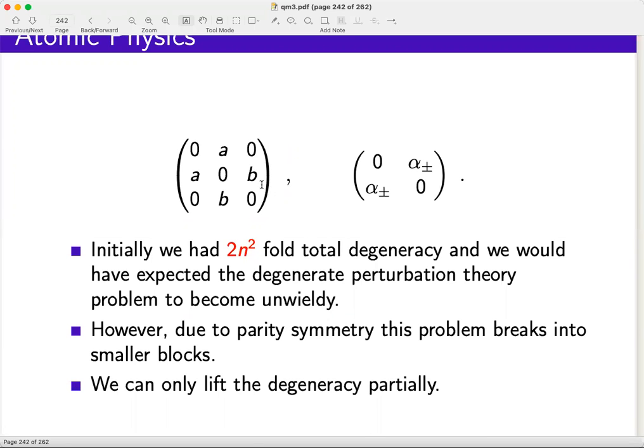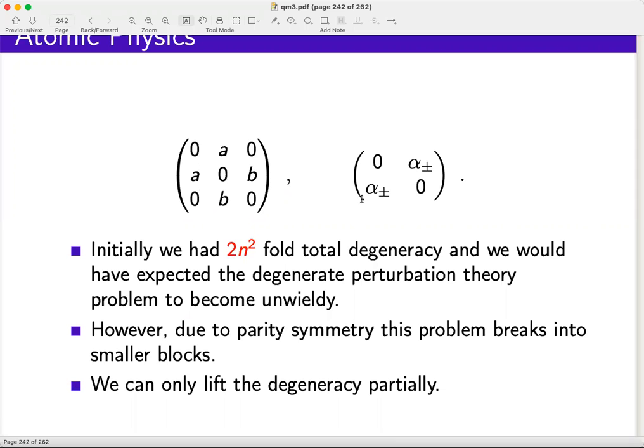So we have a 3 by 3 matrix for ML equals 0, for L equals 0, 1, and 2. And we have a 2 by 2 matrix for ML equals +1 and -1, for L equal to 1 and 2. Initially, all these states had 2n squared fold degeneracy, and we would have expected the entire problem to be dealt with using degenerate perturbation theory. But because of the parity, we can break this bigger problem into smaller pieces.